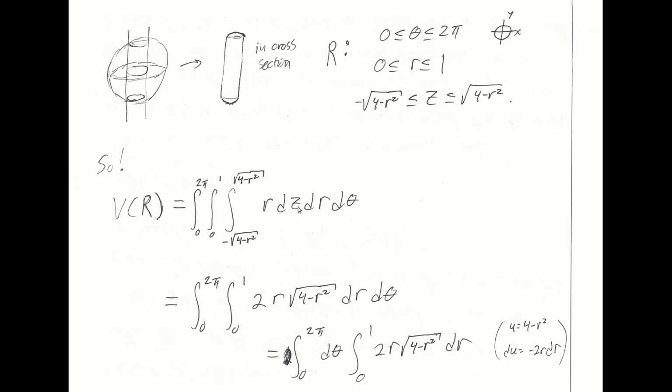If we integrate with respect to z, we're going to get z times r. If we plug in the upper limit of integration and then subtract off the value of the antiderivative at the lower limit of integration, we're going to end up with 2 times r times this square root.